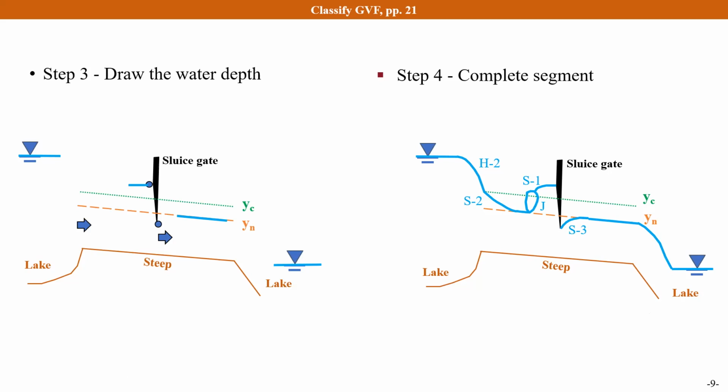After the water moves from the bottom of the gate, because this point is lower than both the critical depth and the normal depth, after the water moves from this point, it should follow type 3 to approach the normal depth, and then connect to the lake on the right-hand side.